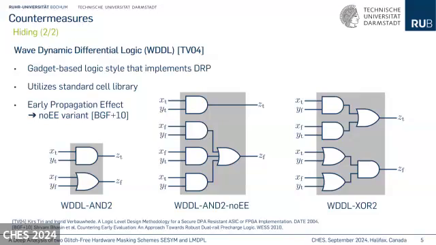So several works have tried to mitigate this, and one introduced a no early evaluation variant, which we can see here in the middle. And here the idea is that each of these AND gates we can see there take one rail of both variables into consideration, and that this means that it is ensured that both of the variables arrived at the gadget such that the gadget can evaluate its outputs. And on the right side, we can also see the WDDL XOR implementation.